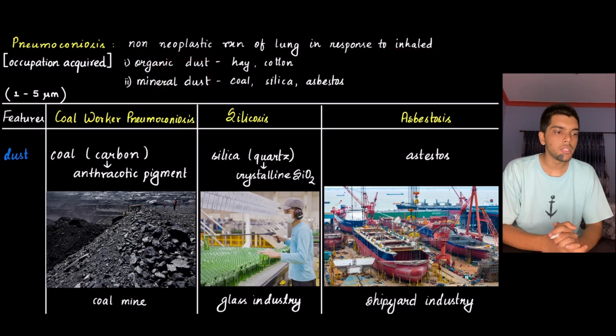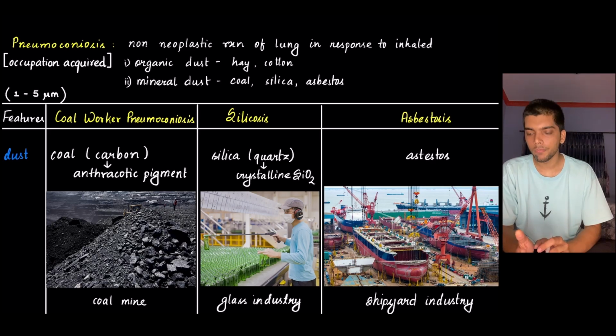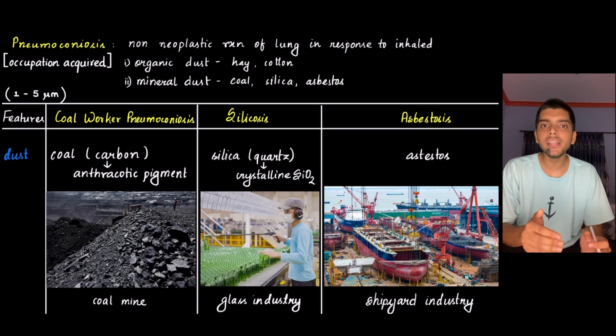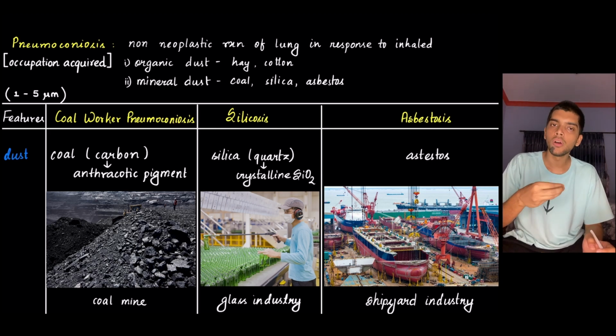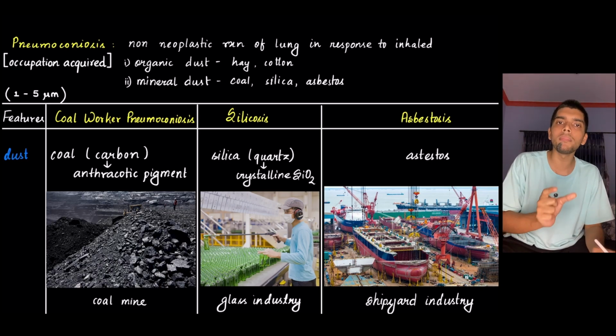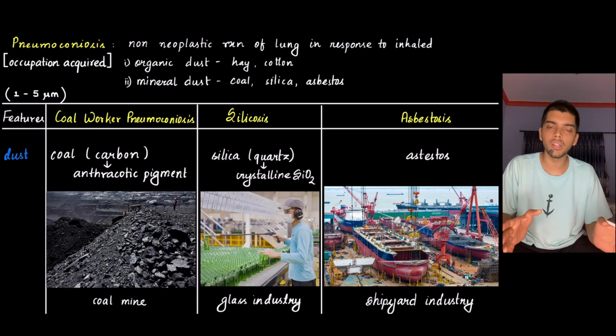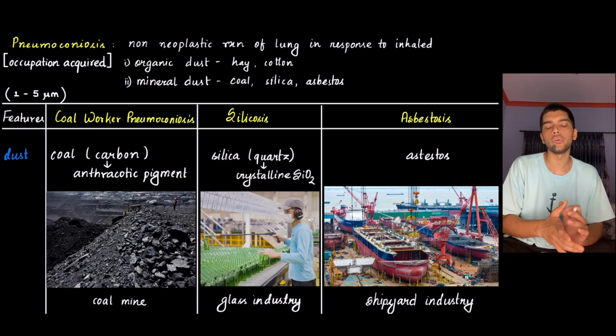What do I mean? See, let's say there's a person who works in a coal mine. As a result, he's continuously exposed to coal. So he inhales that coal. The coal passes through the respiratory tract and reaches the lung. Inside, the lung responds to the inhaled coal in the form of non-neoplastic reaction. As a result, lung damage takes place and the lung's ability to function reduces or it is completely lost. The lung fails. This is pneumoconiosis.